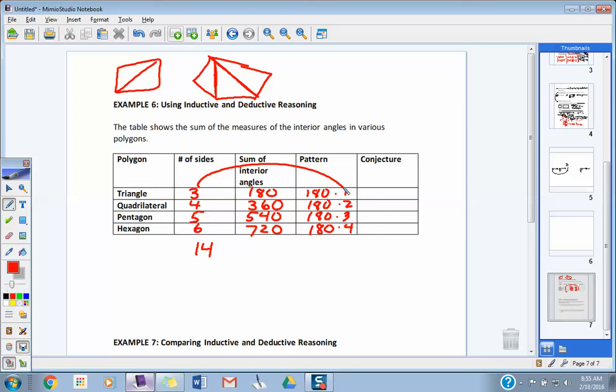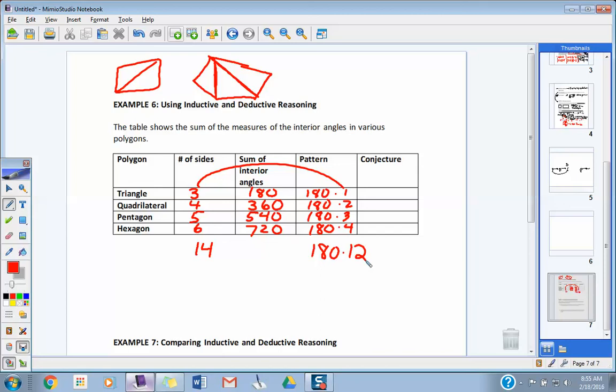5 minus 2 is what value? 3. 6 minus 2 is what value? 4. So does it stand to reason that down here, to get the angle measures of a 14-sided figure, you would go 180 times 12, 2 less than the number of sides? Makes sense, right?